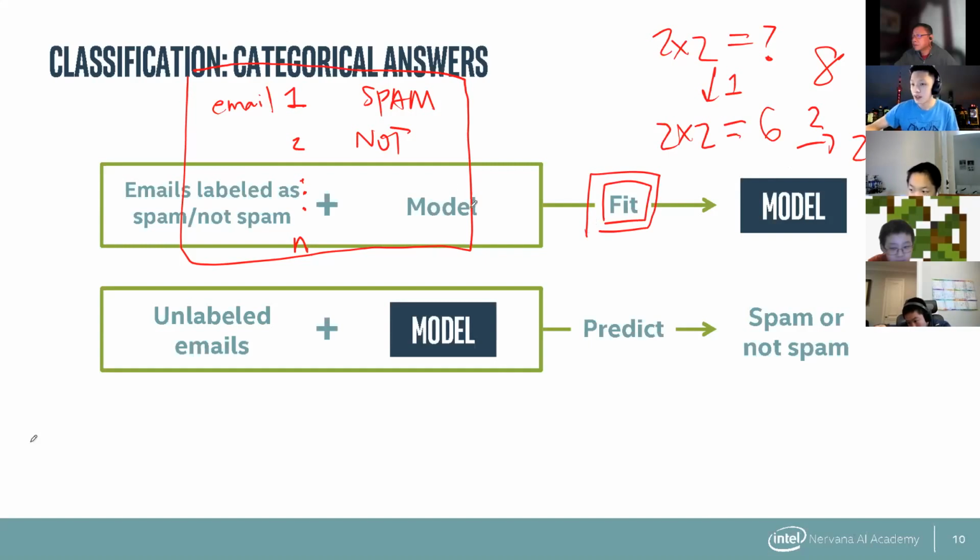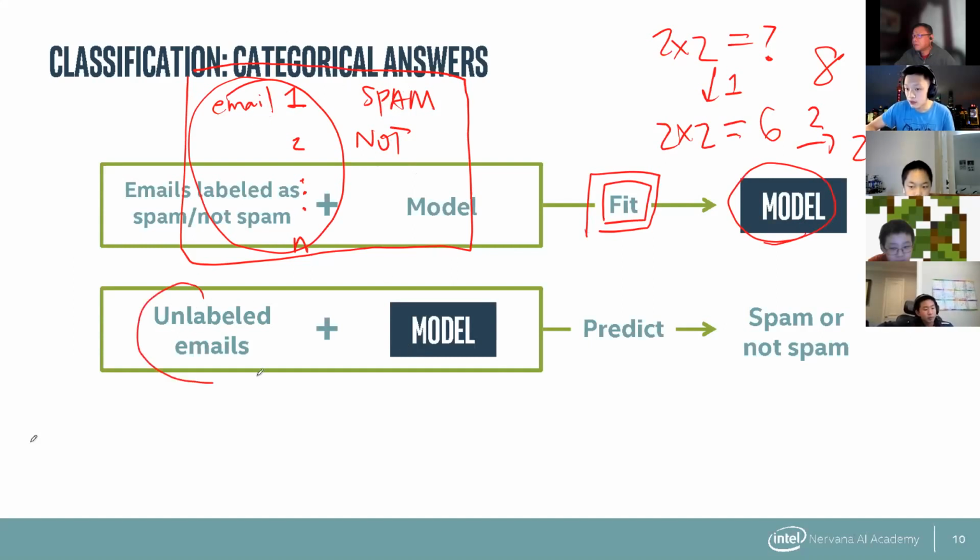But again, we show all of these emails to the model and we ask it to predict whether it's spam or not. And then we penalize the model for its wrong answers. We're like, hey, this email was actually spam and you said it wasn't. This is bad. So fix yourself to make sure that it works. So after this fit process, the model becomes very good at predicting whether an email is spam or not.